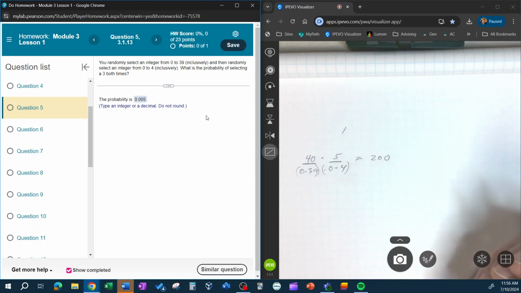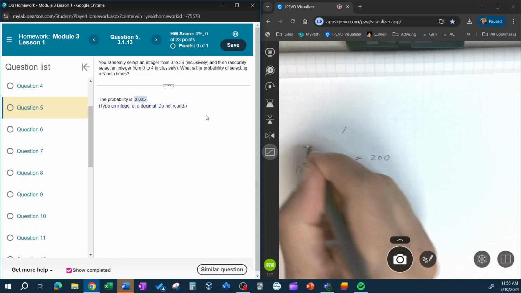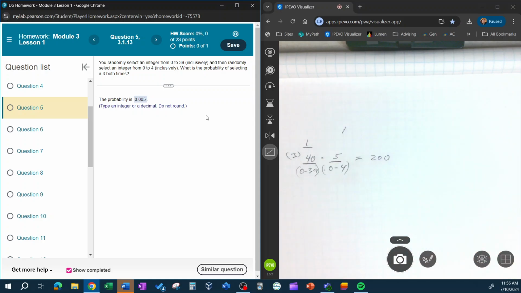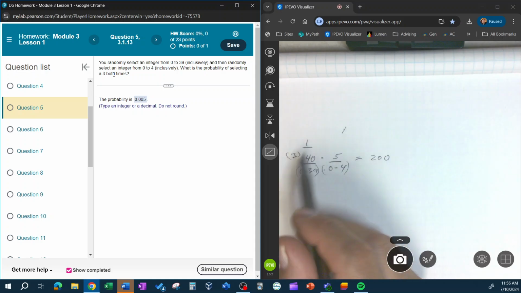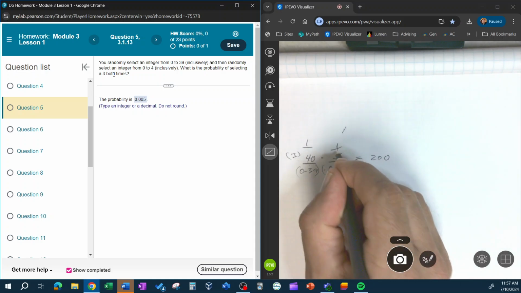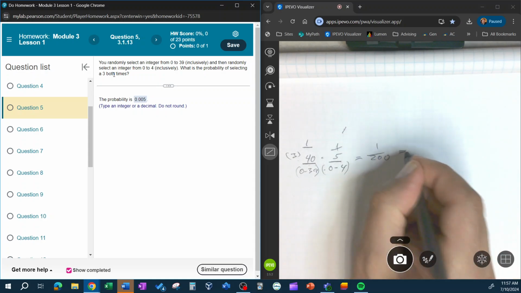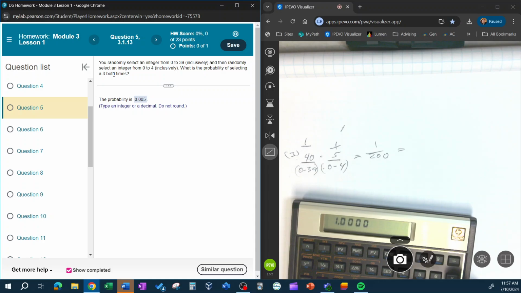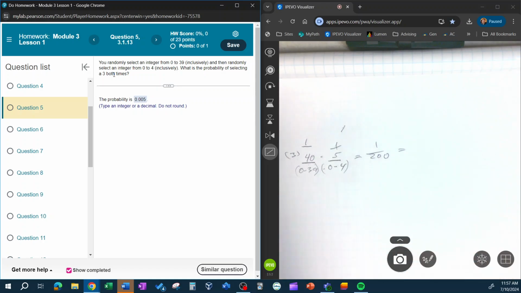Then there's only one option here that this number is a 3. It says in the problem, what's the probability of selecting a 3 both times? So you have 1 out of 40 here and 1 out of 5 here, and that comes out to be 1 over 200. So the answer there is 0.005. Don't worry too much about that one. Just know how to do it. It's using the fundamental counting principle, and I hope that helps you out there.